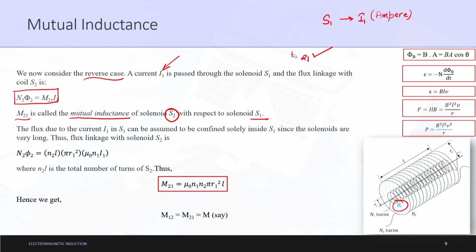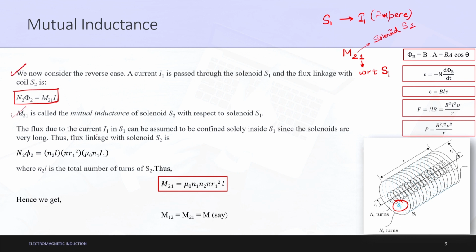So how do we remember the denotation of the mutual inductance? The number which you write towards the right is the solenoid with respect to which we are talking, and the first is the solenoid which is in picture. So it is the mutual inductance of solenoid S2 with respect to solenoid S1. This is a small concept again. Moving on.